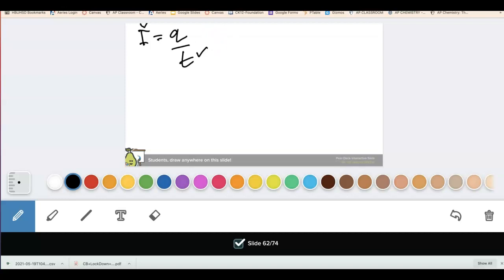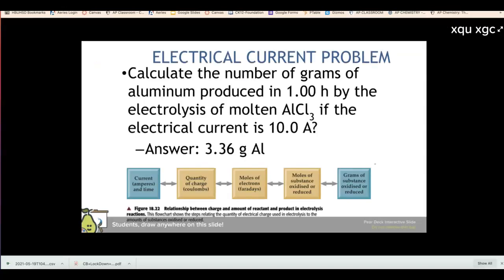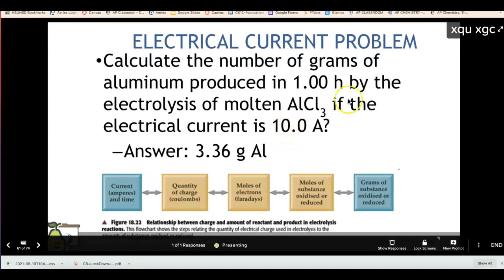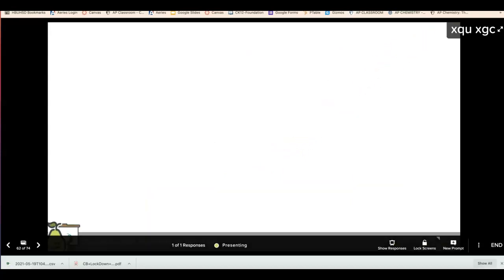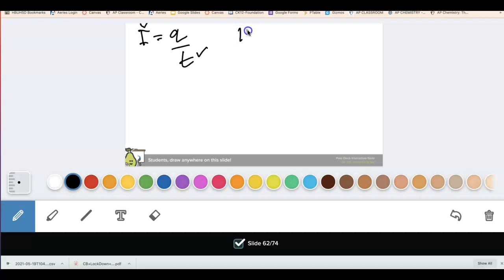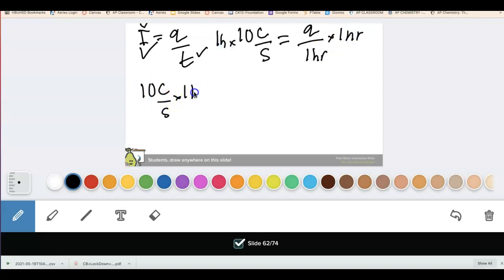So the current supplied in the problem was 10 amps. So I'm going to rewrite that as 10 coulombs per second. That's the current. That's this guy. Equals Q over time, and time is 1 hour. Okay? So multiply both sides by 1 hour. So now you have 10 coulombs per second times 1 hour. This is not going to work. Your units of time need to be in the same unit. So we need to do a little bit extra work.